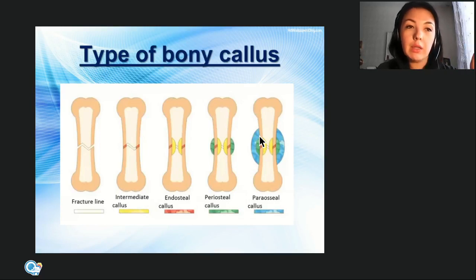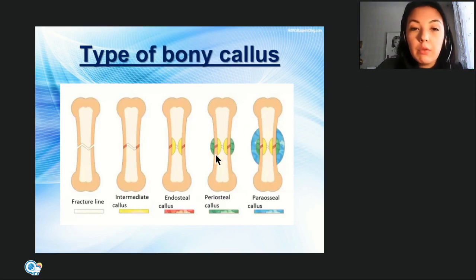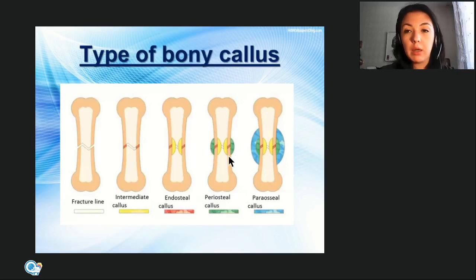It may cause compression of some structures, like at our practical classes, we discussed the compression of the radial nerve after a fracture of the humerus in the middle third. With time, the endosteal and periosteal callus types will disappear after the remodeling. But the paraosteal callus will stay, and in many cases it requires surgical treatment. So these are the types of bony callus.